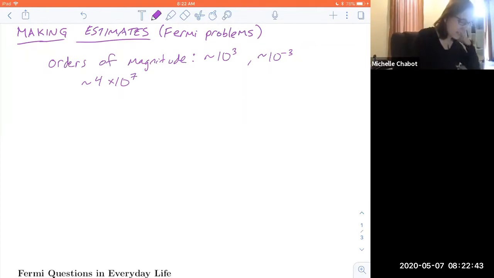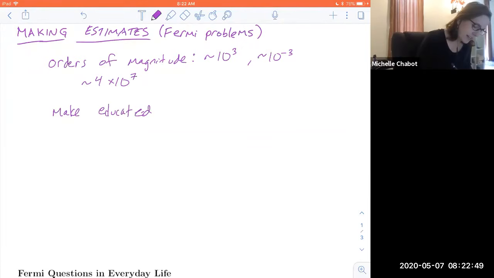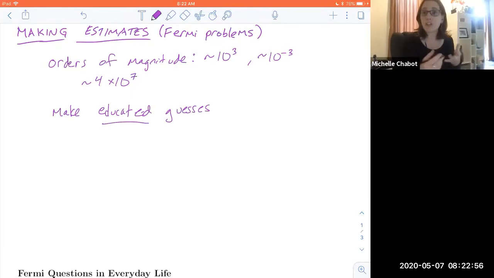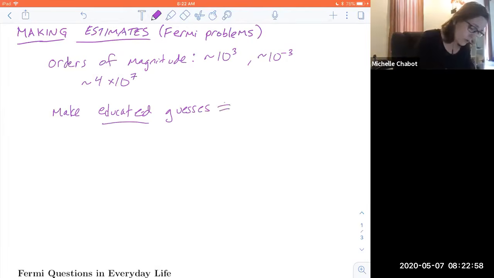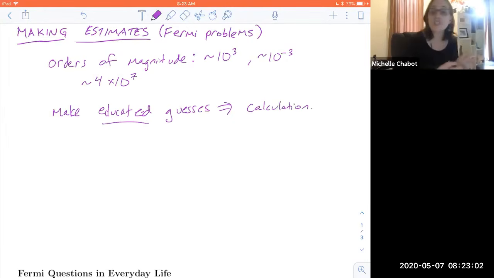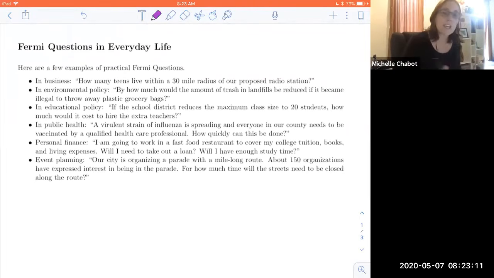The other thing is that you have some educated guesses that go into the original calculation that you're going to do. And then you use those to do the calculation. So it is not just a wild guess at the final answer. There is a calculation involved, but it's one that can be done with mental math. So these Fermi questions can be really useful in everyday life.